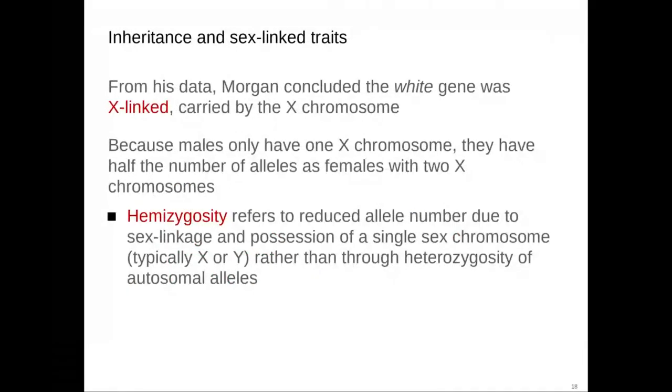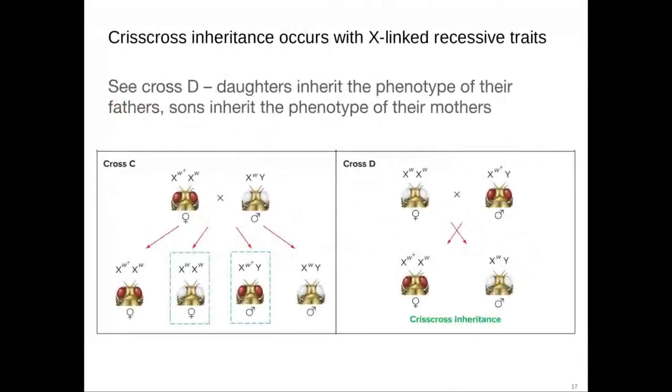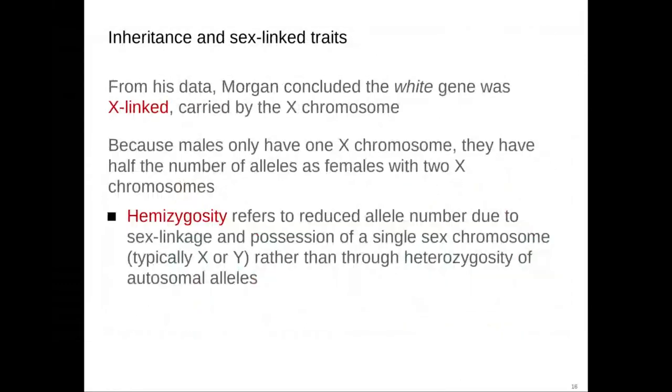Now, from this idea that we've seen in crosses A, B, C, and D, Morgan concluded, as I've already told you, that the white gene had to be X-linked, so it had to be carried by this X chromosome. Now, because males only have 1 of those X chromosomes, they have half the number of alleles as females with 2 X chromosomes do. So this gives us a new term, and this may be new to you.